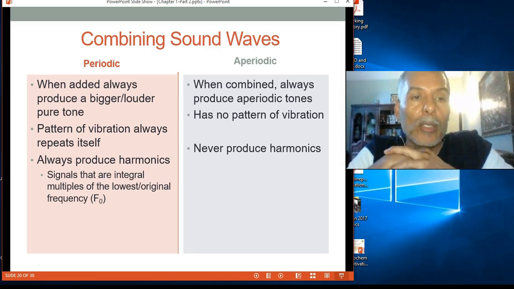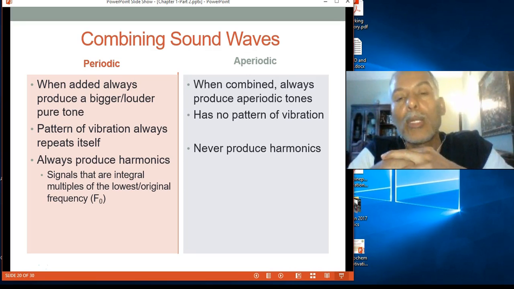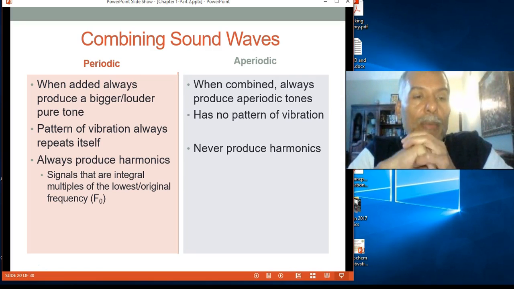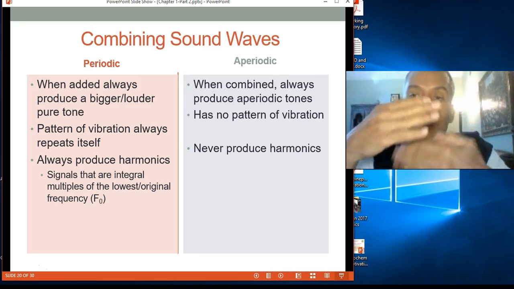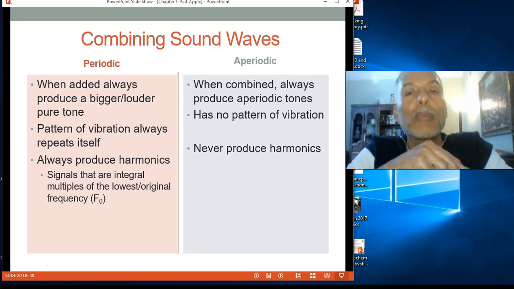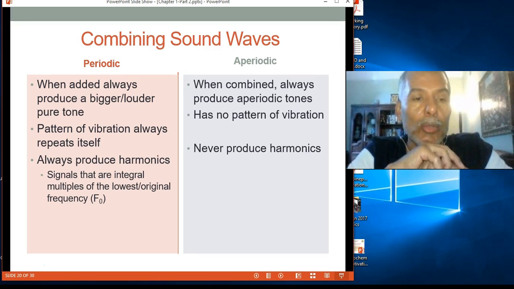So, in aperiodic, when you combine the waves, they always produce an aperiodic tone, which is random. There's no pattern of vibration that you can predict. Periodic, the pattern of vibration always repeats itself. This is what the idea is. If there's a pattern, it means it repeats itself. It always makes harmonics. Harmonics is a concept that we will discuss in class, and there will be a lot of demonstrations to explain how harmonics are made.